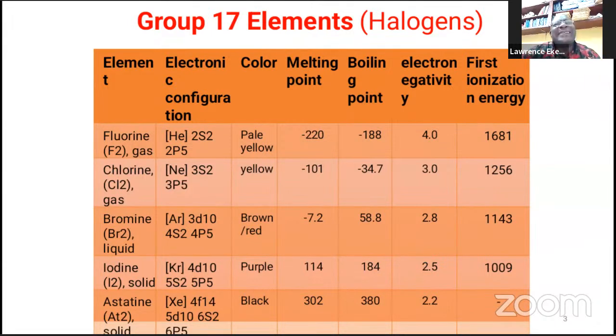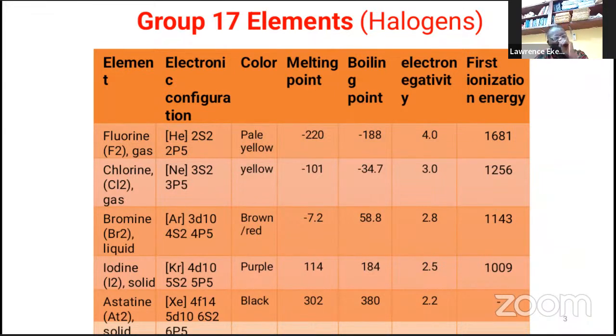Okay, but astatine and Tennessine are radioactive and they have a short lifespan. So the emphasis of our discussion is basically the first 4 members of the group. And these are fluorine, chlorine, bromine, and iodine. So these are the core elements of emphasis.